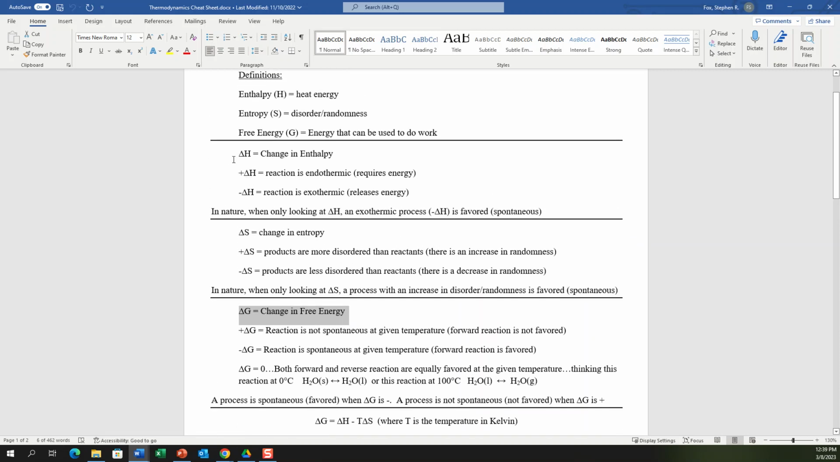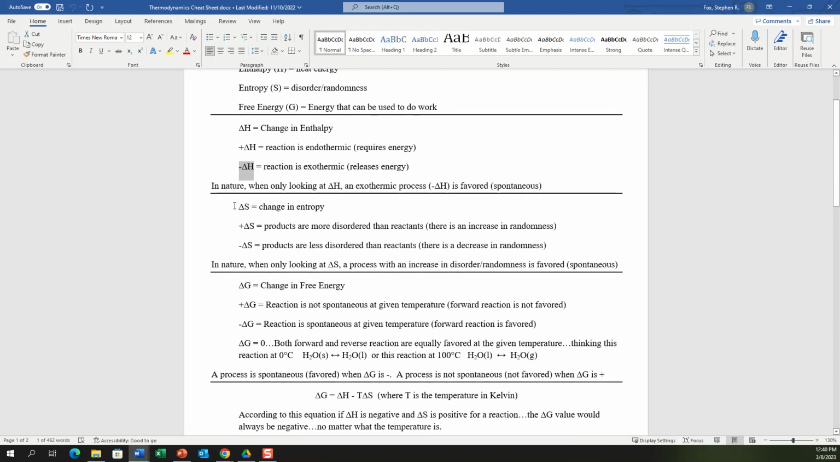Okay, so things to know about these. Positive delta H, we know that means endothermic. Heat is a reactant. Negative delta H, exothermic. Heat is a product. What does delta S tell us? Well, delta S is the change in entropy, which is the change in randomness or disorder. So if the products are more random than the reactants, more disordered than the reactants, that would be a positive delta S. You have an increase in randomness. And if you have a negative delta S, you have a decrease in randomness. That would mean the products are more ordered than the reactants.